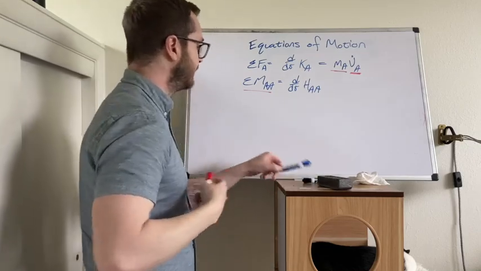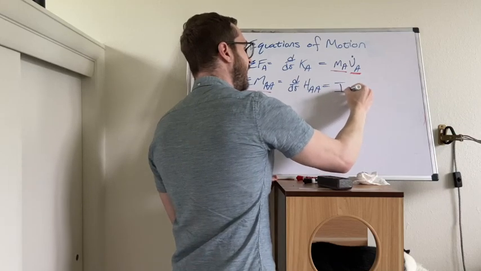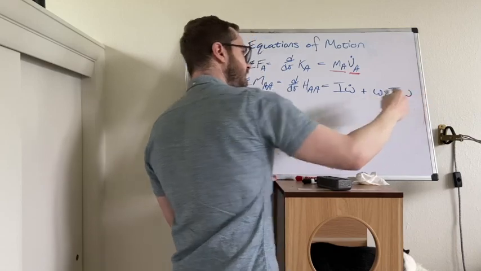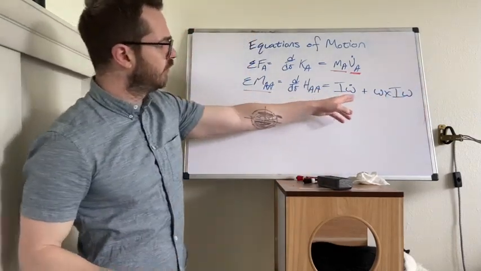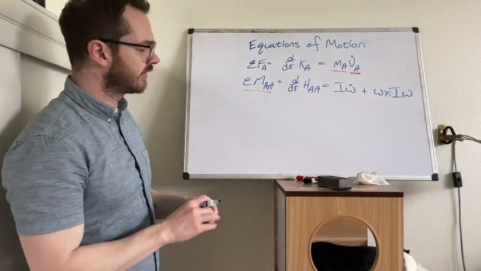And I'll go ahead and expand Euler's. This is I omega dot plus omega cross I omega. So of course you need to be able to define the inertia and then the angular accelerations.